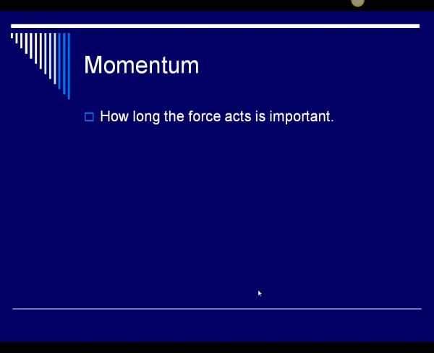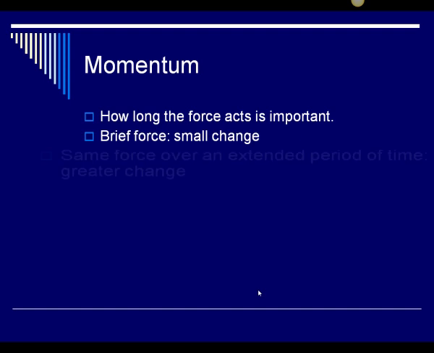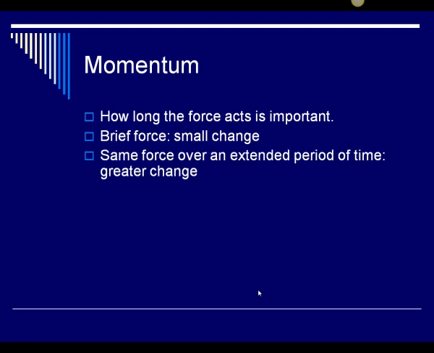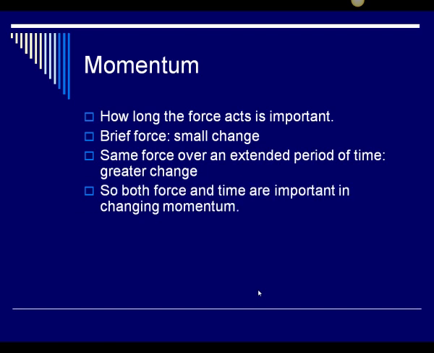How long the force acts on the object is very, very important. A brief force will cause a very small change in momentum. The same force over an extended period of time will give you a greater change in momentum. So both force and time are also important in changing momentum. So force and time, mass and velocity, these are all interlinked together.